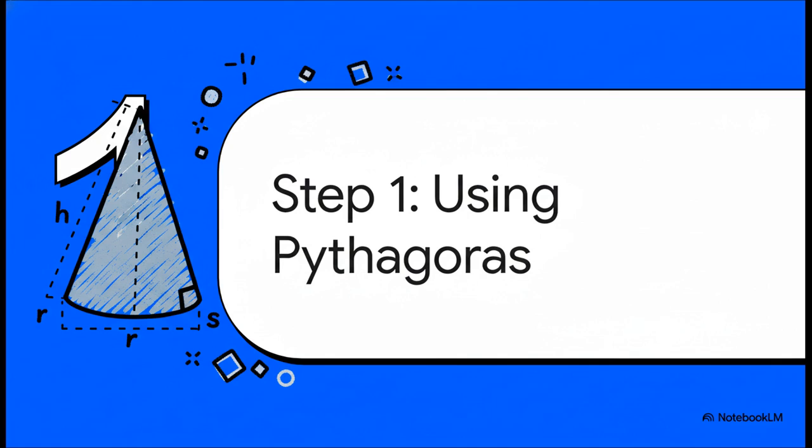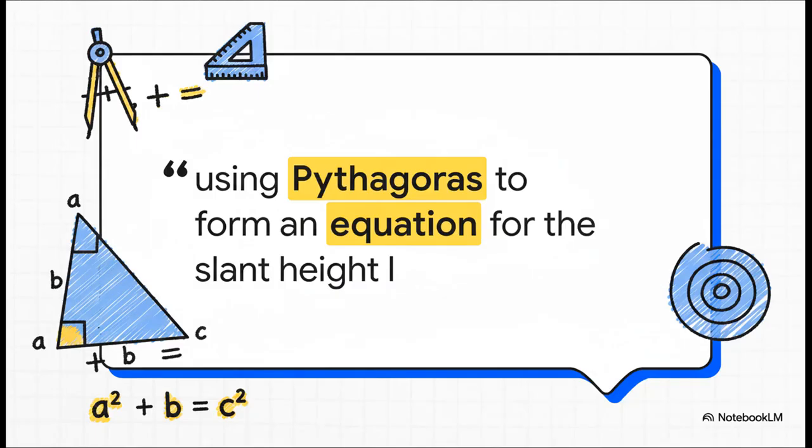Okay, let's start with step 1, using Pythagoras. And check this out, straight from the mark scheme itself. It says the first mark, a P1 process mark, is for, and I'm quoting here, starting the process, using Pythagoras to form an equation for the slant height L. So that's our first mission. Let's go get that mark.